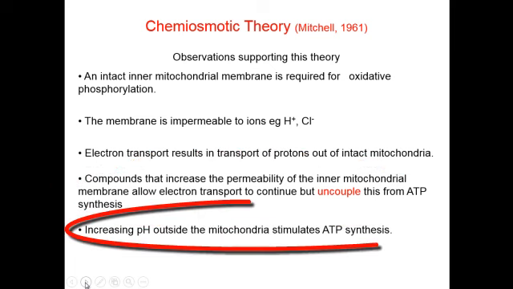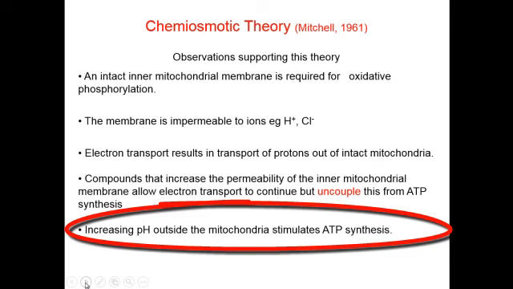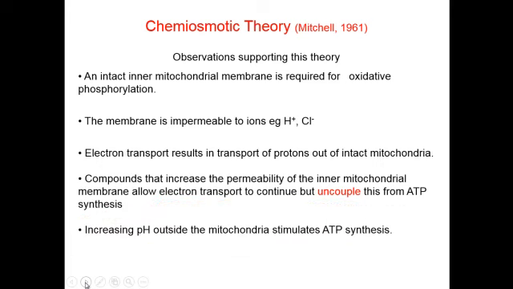And finally, if you increase the pH on the outside of the mitochondria, then this should increase the rate of ATP synthesis, because of course an increasing pH basically is adding protons to the outside of the mitochondria, and therefore you should have a greater proton motive force for the protons to go into the mitochondria and generate ATP. So all of these observations support the chemiosmotic theory.